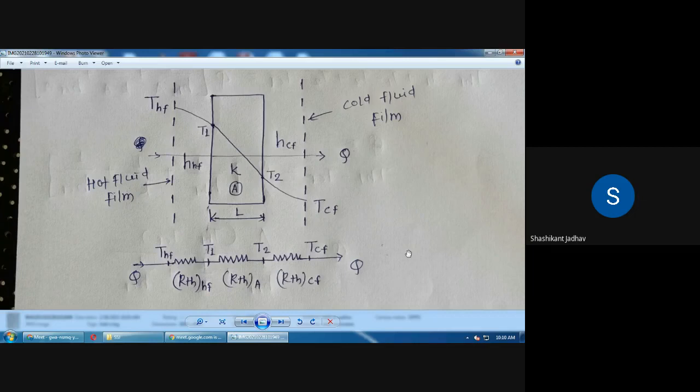So for the hot fluid, what is the H? H is nothing but heat transfer coefficient. For the hot fluid, that is HHF, into area into the temperature difference for the hot fluid. What is the temperature difference? That is THF minus T1. So this is the equation for the rate of heat transfer through that particular hot fluid. Then we have to write down the equation for the metal plate. Can anyone tell me what is the equation for the metal plate?